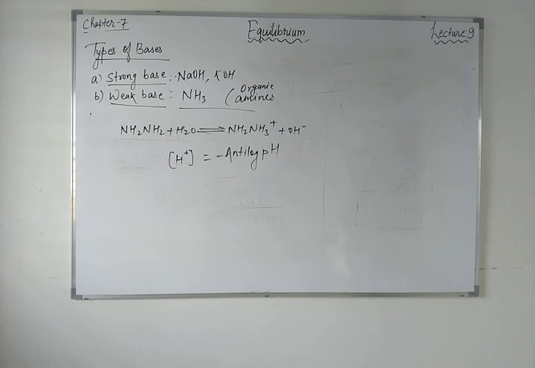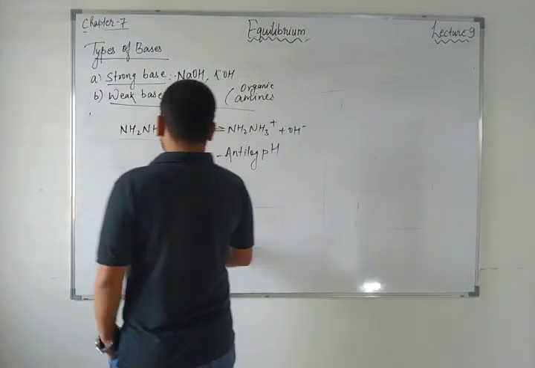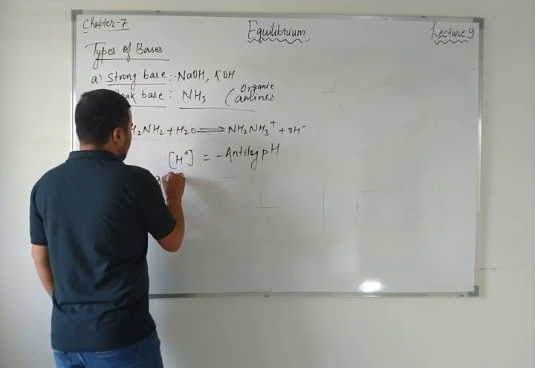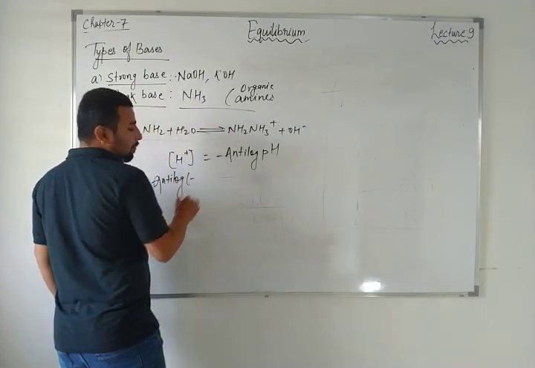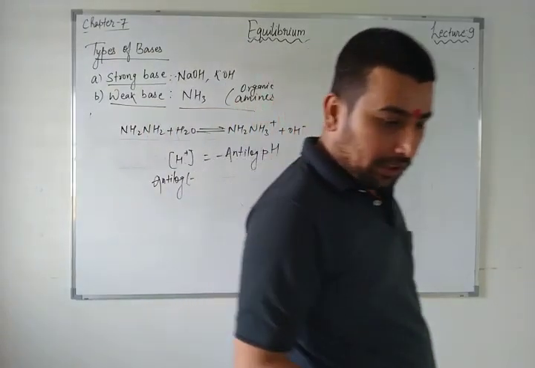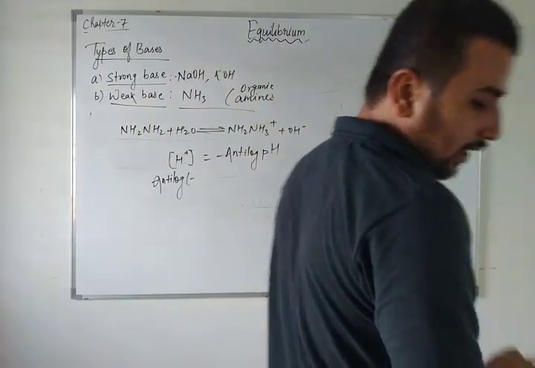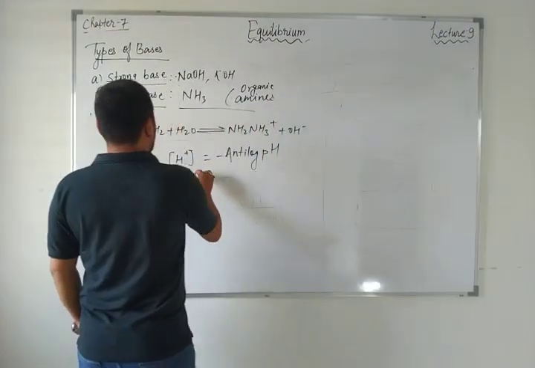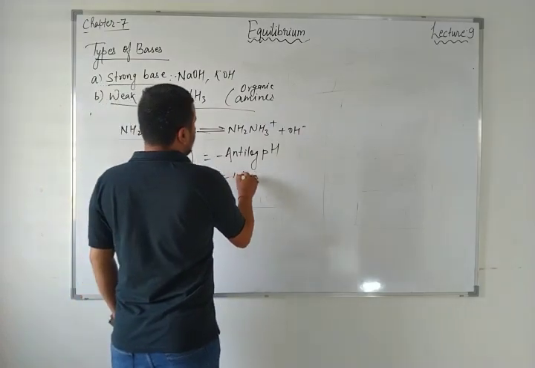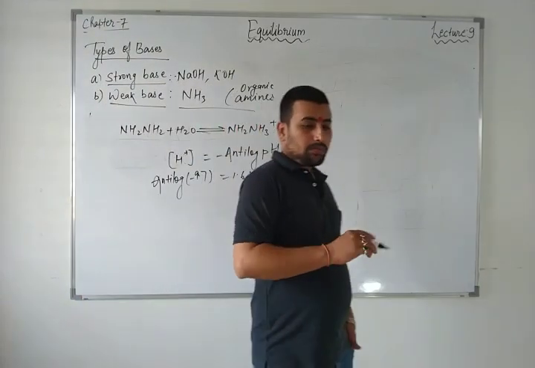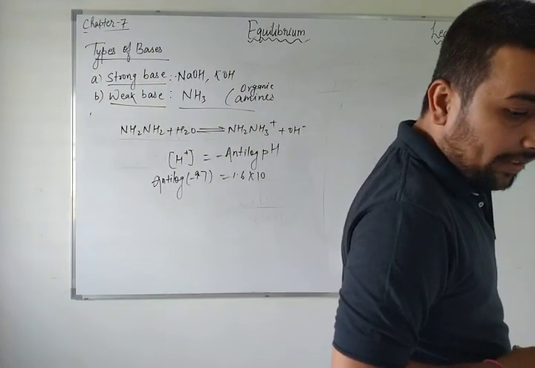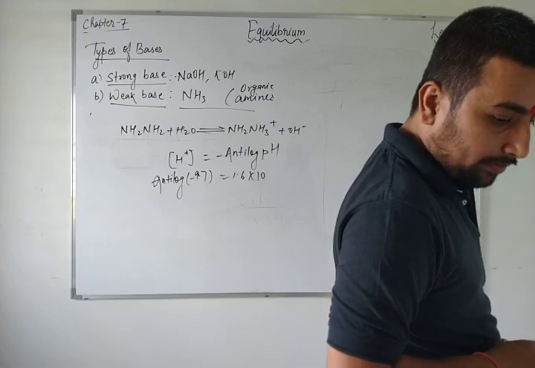Now the values we have to write. Antilog of minus 9.7. What is the value? In the question it is given as pH 9.7. That is equal to 1.67 into 10 raised to minus 10.